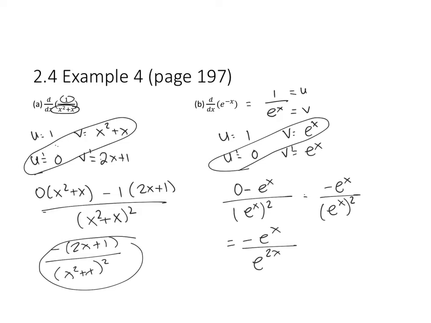And again, if I'd like to simplify this, I could. I have e to the 1x in the numerator and e to the 2x in the denominator, so I can subtract them, and I'm left with e to the 1x in the denominator. So negative 1 over e to the x.